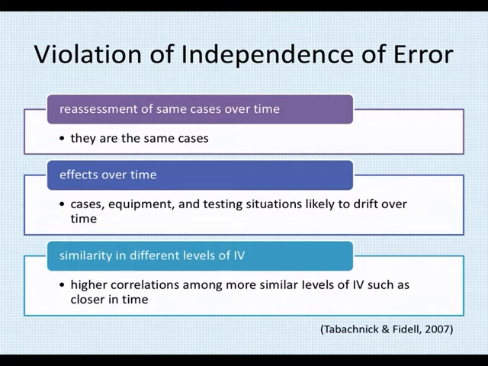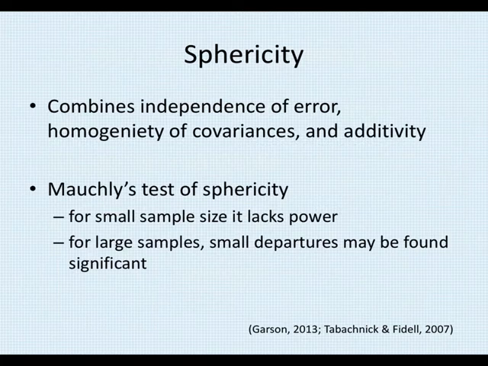And also, there's similarities in the different levels of IV. Higher correlations among more similar levels of IV, such as closer in time. So for example, scores on time 9 and time 10 might be closer than scores between time 1 and time 10. So they're not independent anymore. So we're not going to look at independence of error. Instead, we're going to look at sphericity.